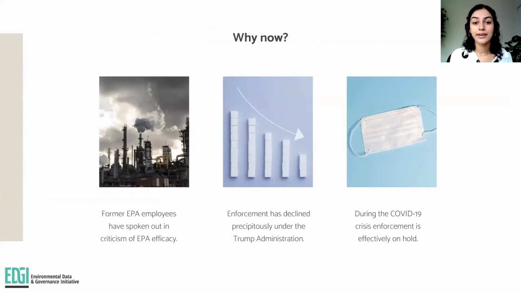You may be wondering, why now? Violations of federal environmental laws are chronic and routine. Former United States Environmental Protection Agency employees themselves have spoken out in criticism of EPA efficacy, and enforcement has declined precipitously under the Trump administration. Until very recently, just the beginning of September, enforcement was effectively on hold due to COVID-19.